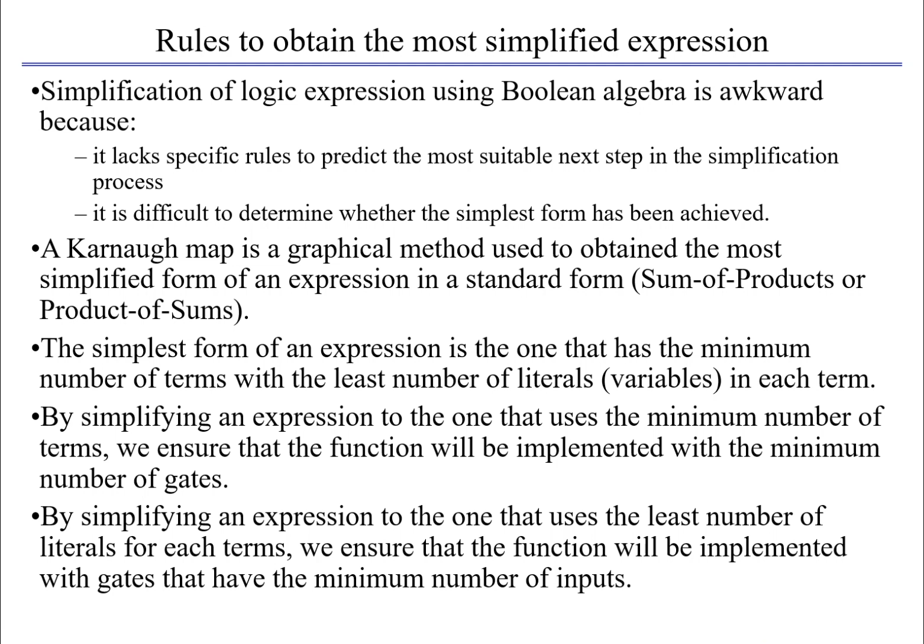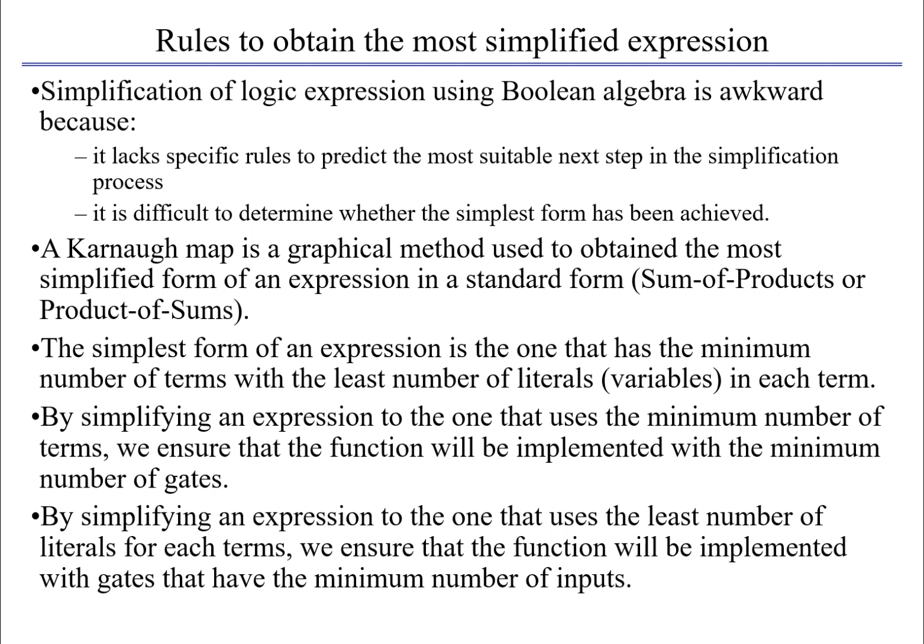So in general, Boolean simplification of logic expressions lacks specific rules to predict the most suitable next step in the simplification process, and it is difficult to determine whether the simplest form has been achieved. A Karnaugh map is a graphical method used to obtain the most simplified form of an expression in standard form, either in sum of products or in product of sums. The simplest form of an expression is the one that has the minimum number of terms with the least number of variables in each term.